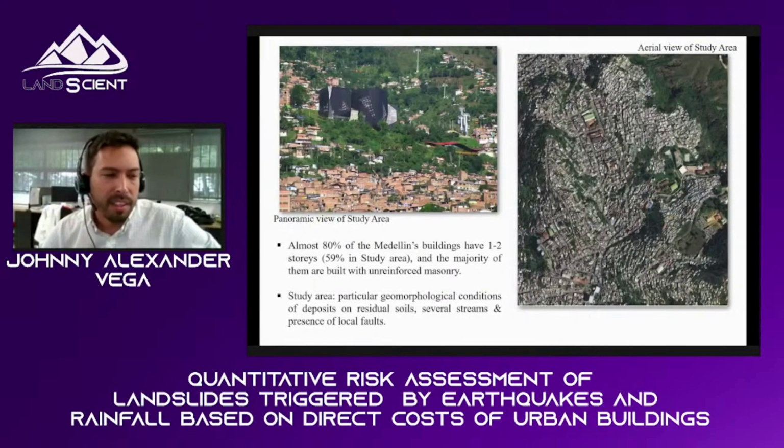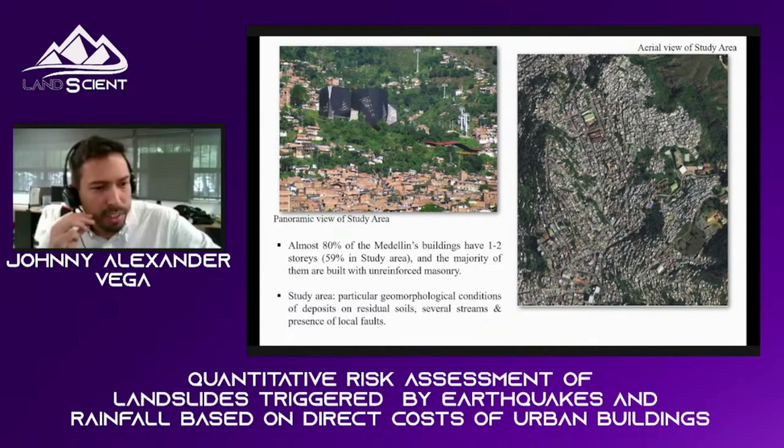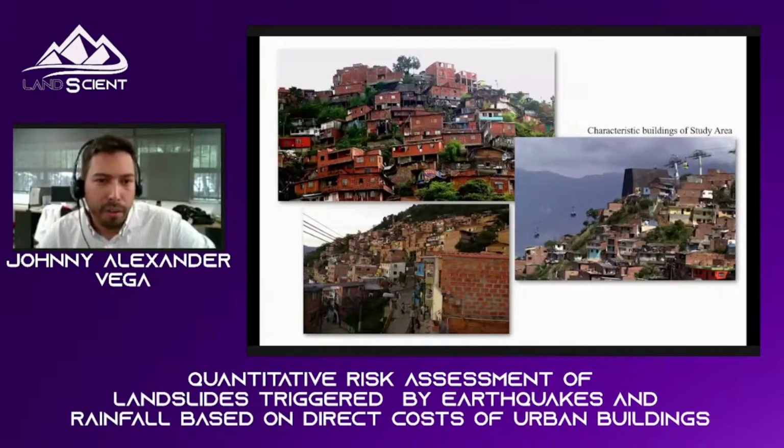This is a panoramic view and an aerial view of the study area. In this area, almost 59% of the buildings are unreinforced masonry. This is a particular zone with geomorphological conditions of residual soil deposits, several streams, and the presence of local faults. In this slide, you can see the typical structures of the buildings.